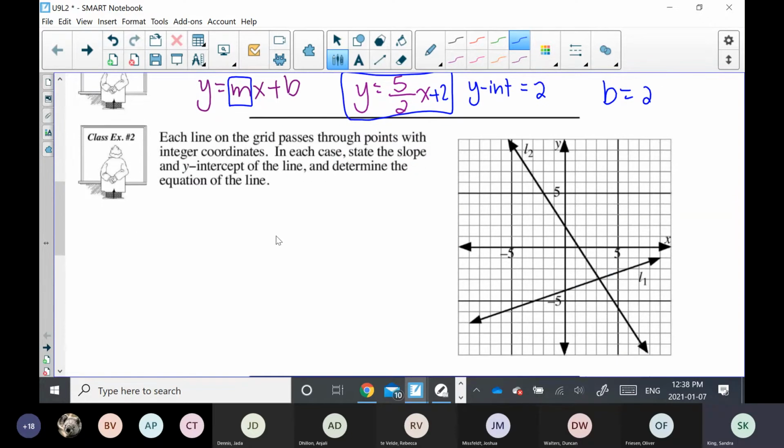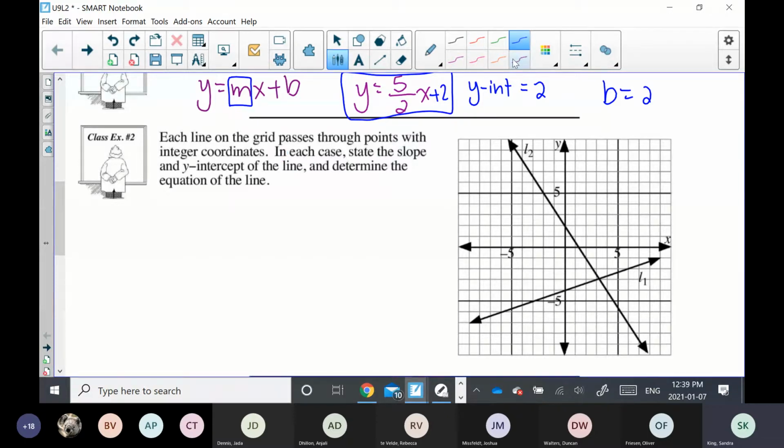Okay, number 2. Each line on the grid passes through points with integer coordinates. Integer coordinates means that each of these lines have nice coordinates that you'd be able to get. Like that would be an integer coordinate because that coordinate would be (-2, 5). This would not be an integer coordinate. That would be a decimal, so not an integer. In each case, state the slope and y-intercept of the line and then determine the equation of the line.